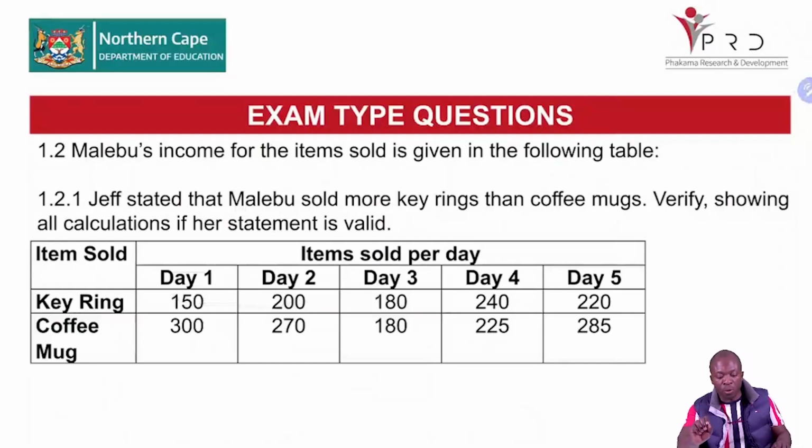So I'm giving you 3 minutes. Let us do the calculations and then come back to discuss together. After 3 minutes, we come back and then we discuss together, my learners.